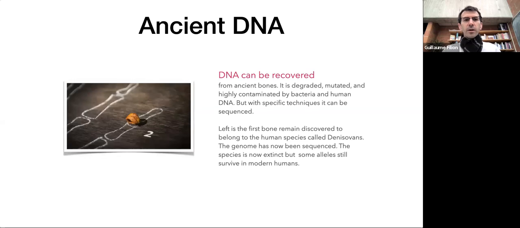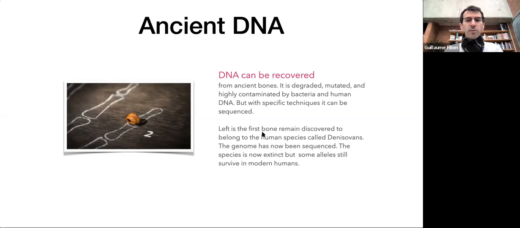Another thing that's quite interesting in terms of variation is ancient DNA. So DNA can be recovered from ancient bones. It is degraded, mutated, and highly contaminated by bacteria, and of course by human DNA, because we've been touching these things, and so now our DNA is on it. But with specific techniques, it can be sequenced.